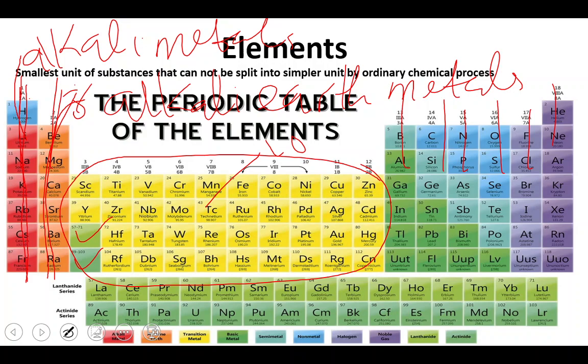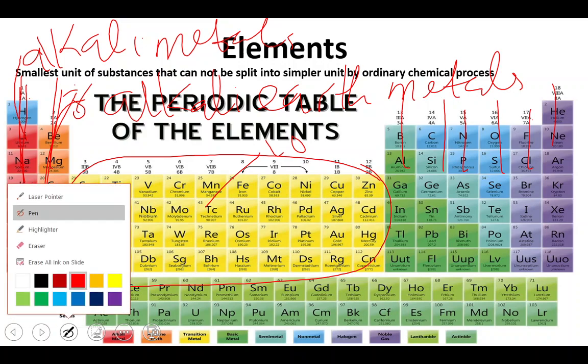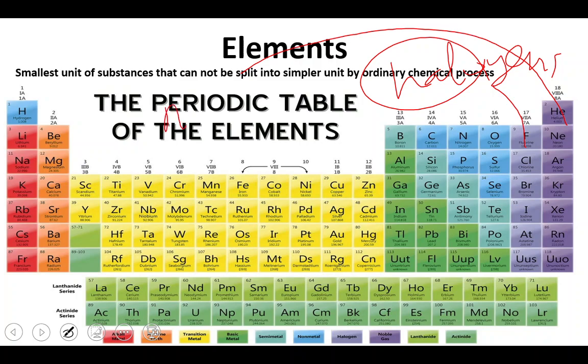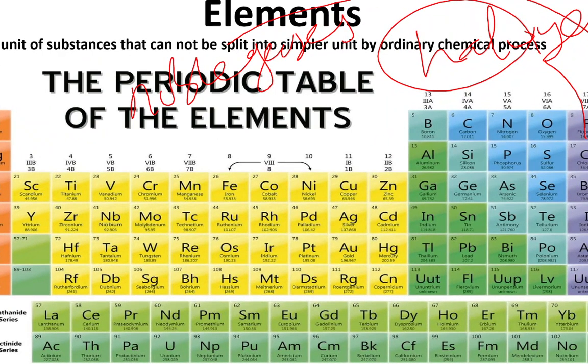Now there are also some groups that have special names, like group 7 elements. They are called halogens. So group 7 are called halogens. Halo means salt. While group 0 or group 8 are called noble gases.